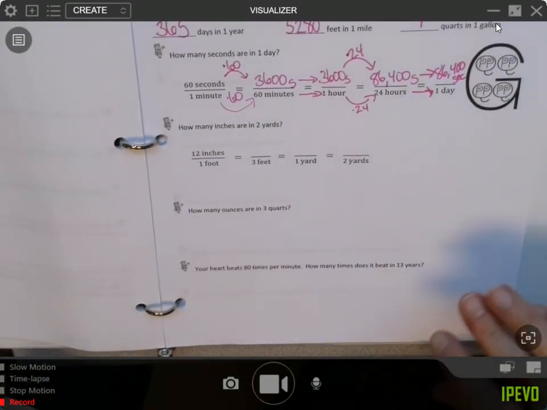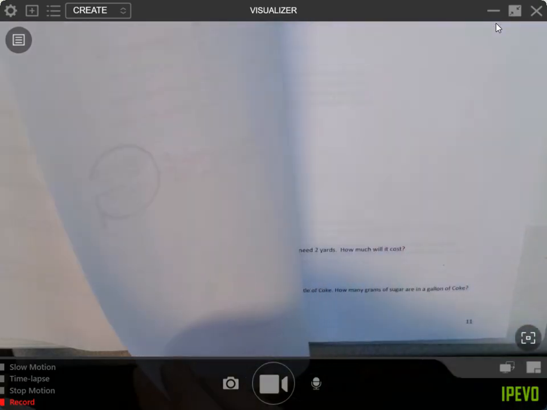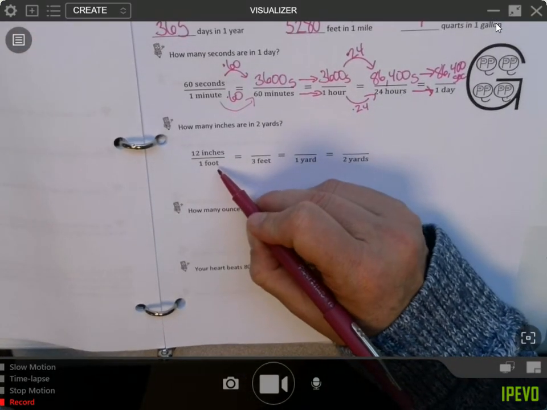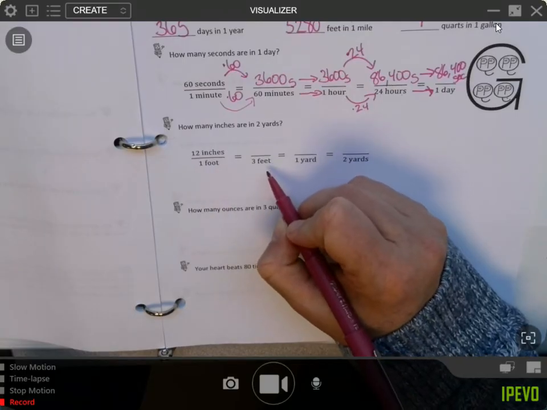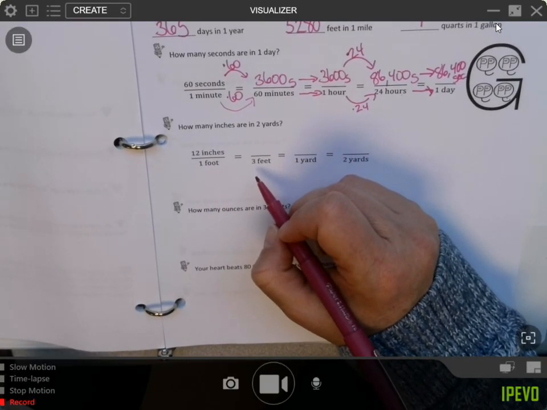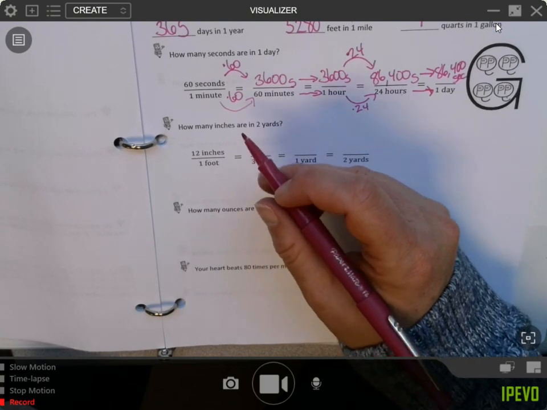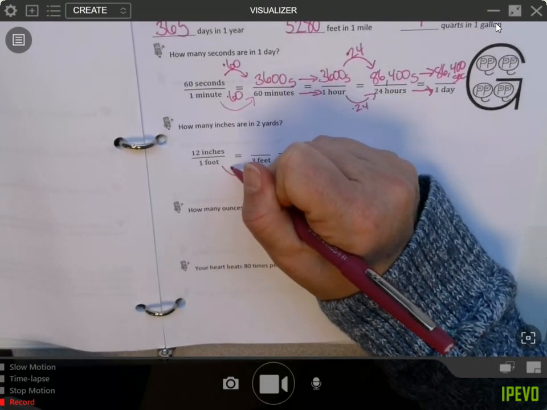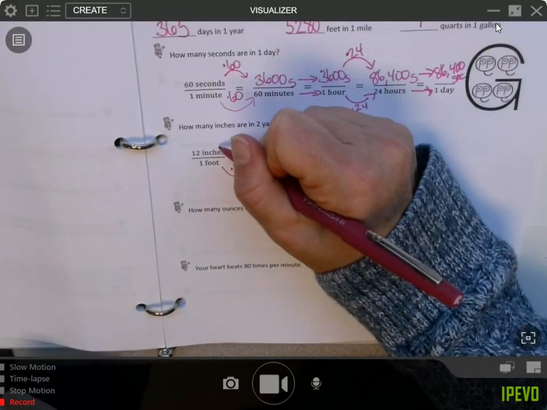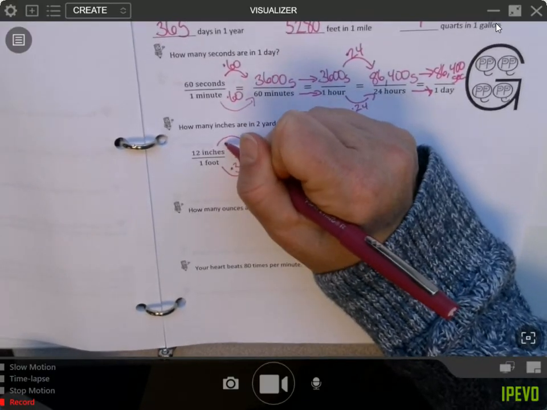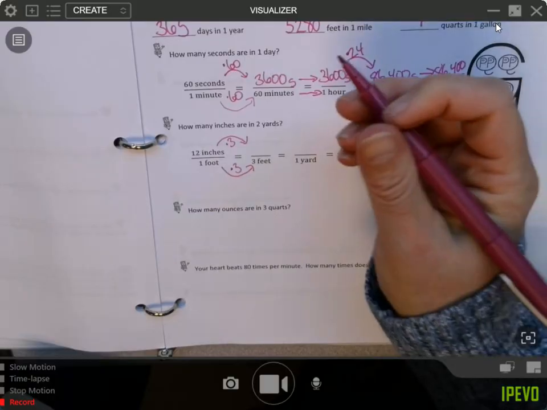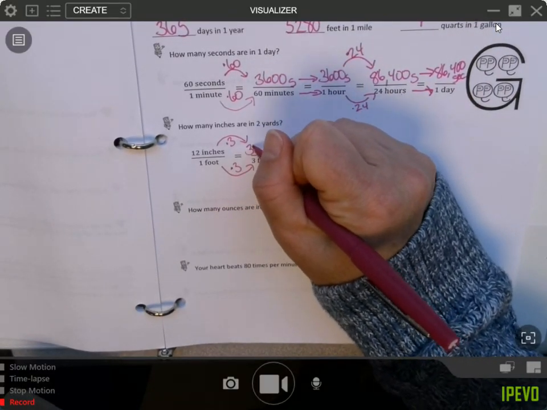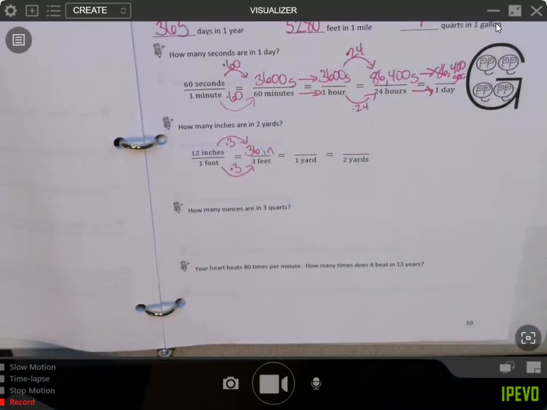How many inches are in 2 yards? So, to go from 1 foot to 3 feet, is that a straight across or is that a multiplying? Multiplying. What am I multiplying by, Amala? I'm multiplying by 3. So I have to do the same thing to my numerator and multiply by 3. What is 12 times 3? Beckett? 36. So there are 36 inches in 3 feet.